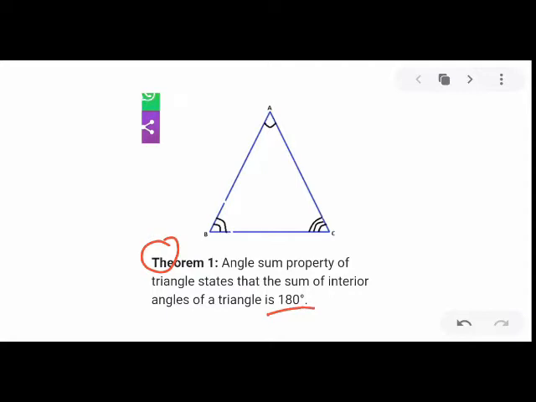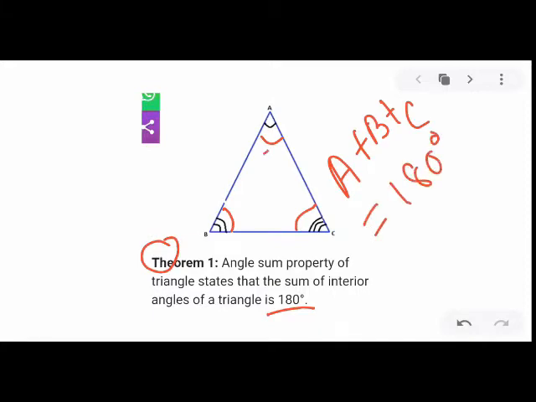It means if you add all the interior angles, interior means inside, the inside angles of a triangle. See, there is angle A, angle B and angle C. These are the three angles of this triangle. If we add angle A plus angle B plus angle C, the sum will be 180 degrees. Whatever the value of angle A, angle B, or angle C, if you add all these three angles, the sum will always be 180 degrees. So I hope you have understood what the angle sum property of a triangle is.